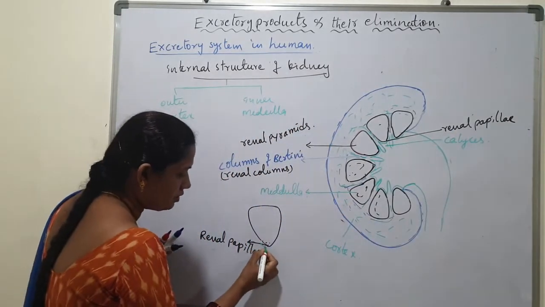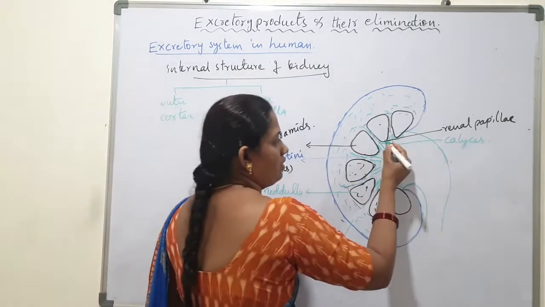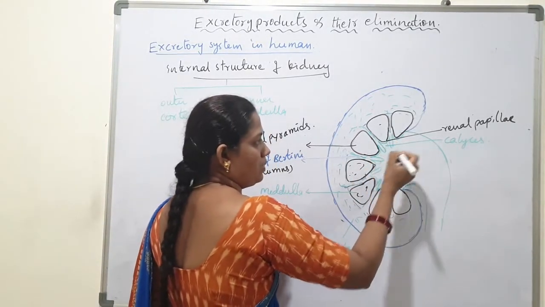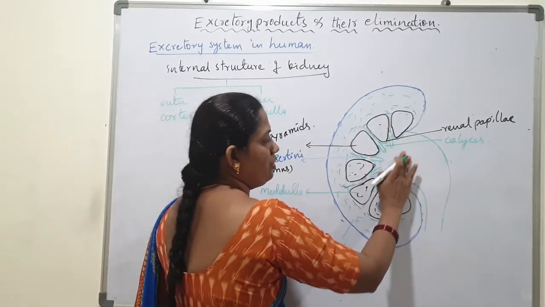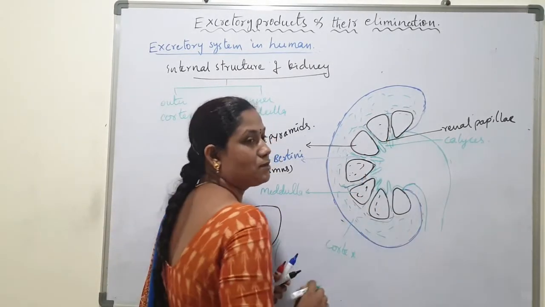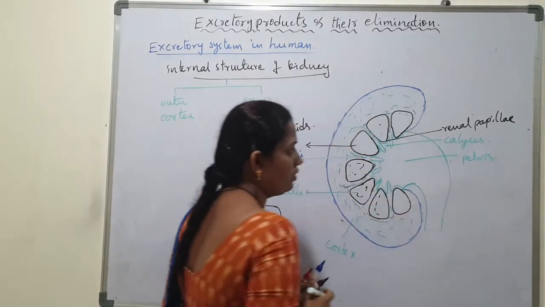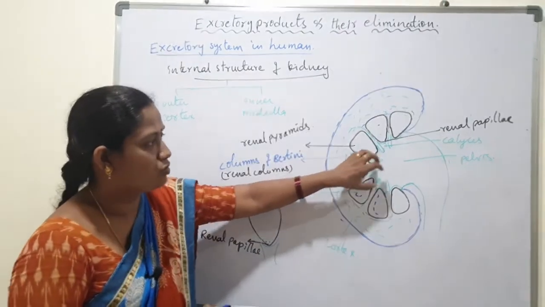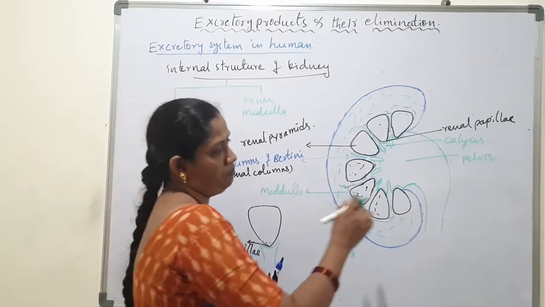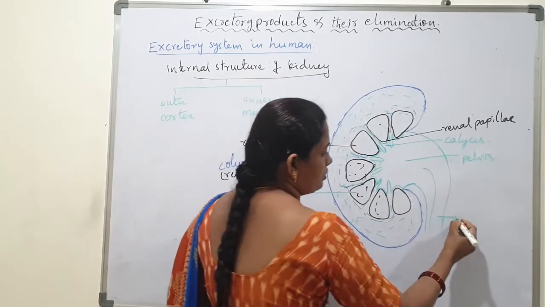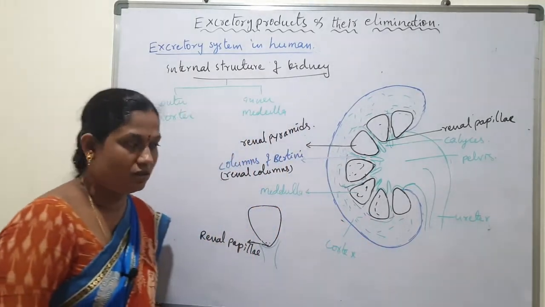The renal papillae open into cup-like structures called calyces. All calyces join to form a wider space. This wider space is called the pelvis. Then the pelvis opens into the ureter.